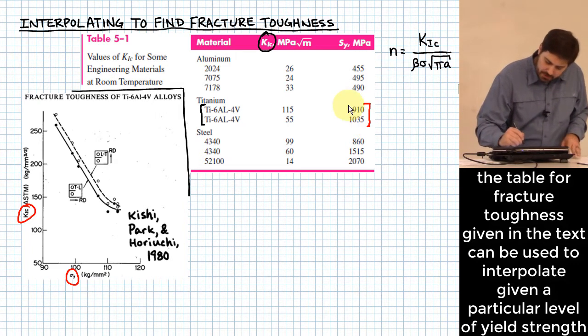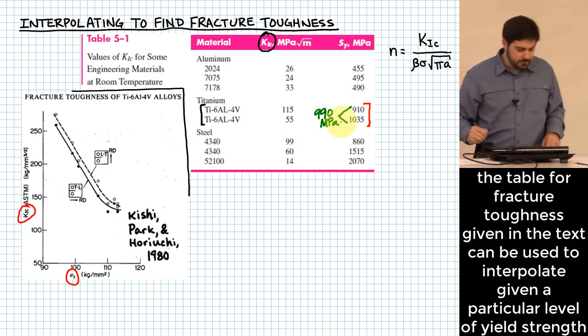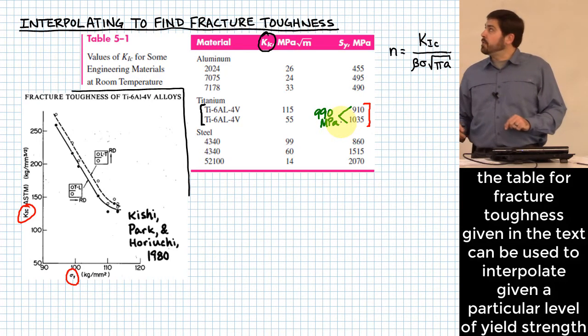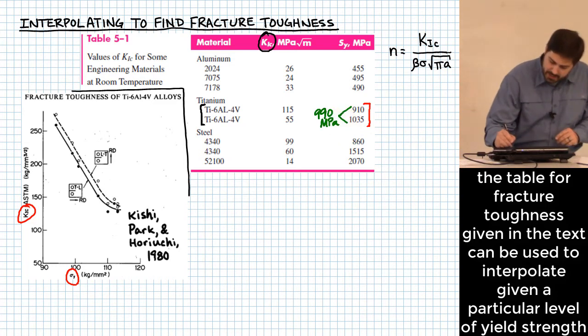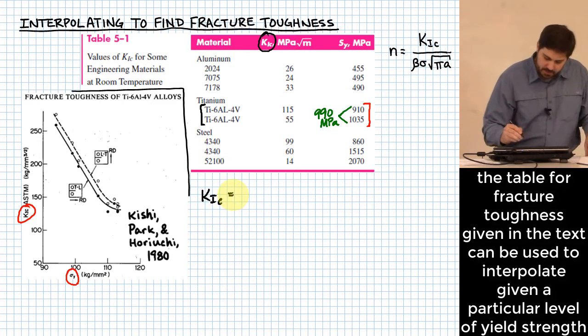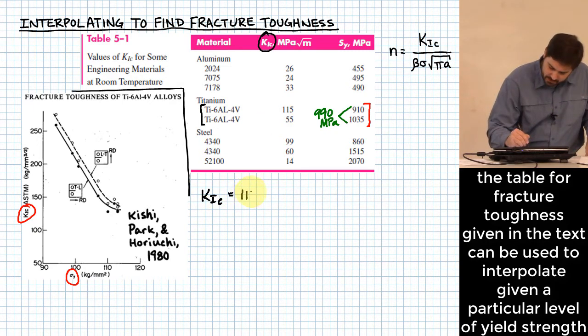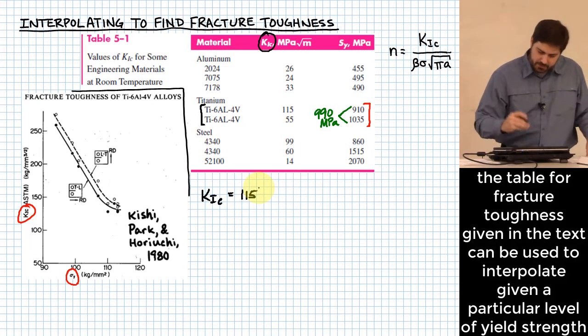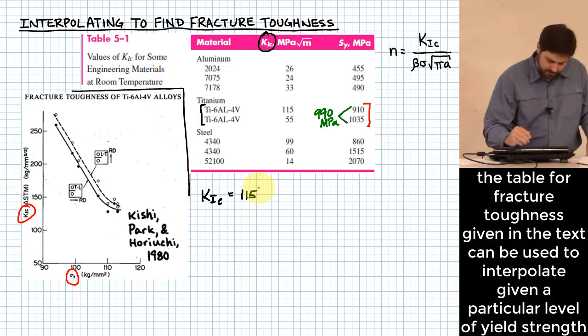What do we have for our yielding strength? Okay, we have 990 MPa. Okay, and without belaboring it too much, we can figure this out by saying that KIC for us is going to be based on taking the one end of the scale for the fracture toughness, 115 MPa square root of meters.